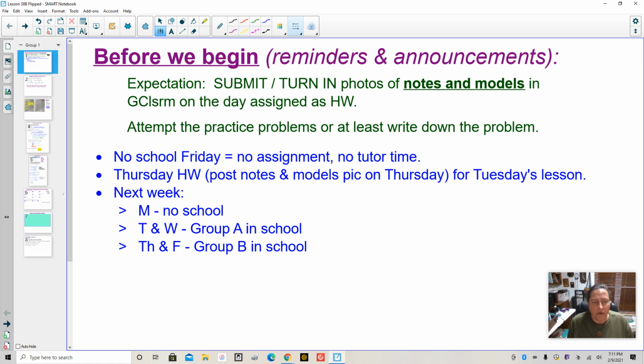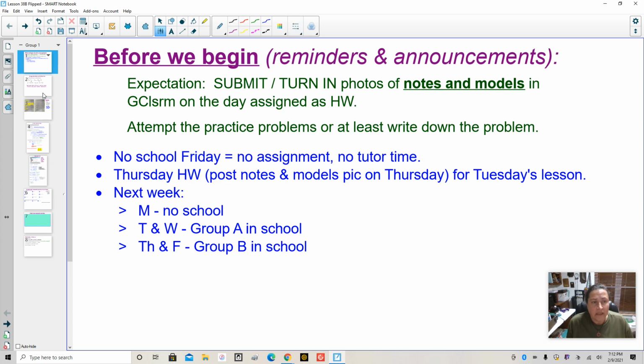On Thursday, I want you to post the notes and models for Tuesday's lesson. So I'm not giving you any additional homework over the weekend. And then next week, Monday is no school. Tuesday, we will go over the lesson that you are having for homework on Thursday. Tuesday, Wednesday, group A is in school. Thursday, Friday, group B is in school. So please be aware of that for transportation issues.